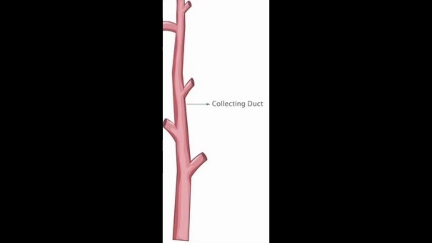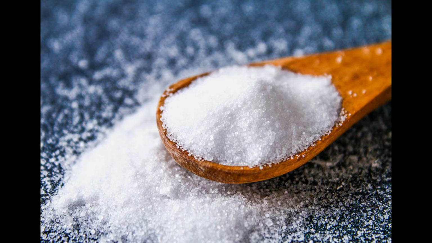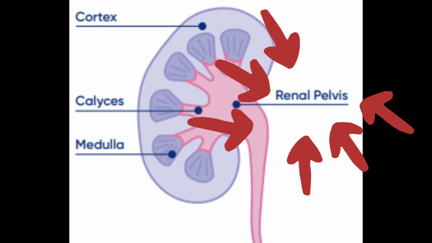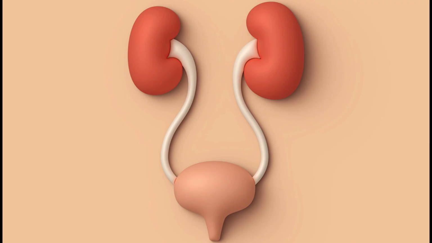Finally, the collecting duct collects the remaining water, salts, minerals, and urea and transports it to the renal pelvis, where it will be transported to the bladder for excretion.